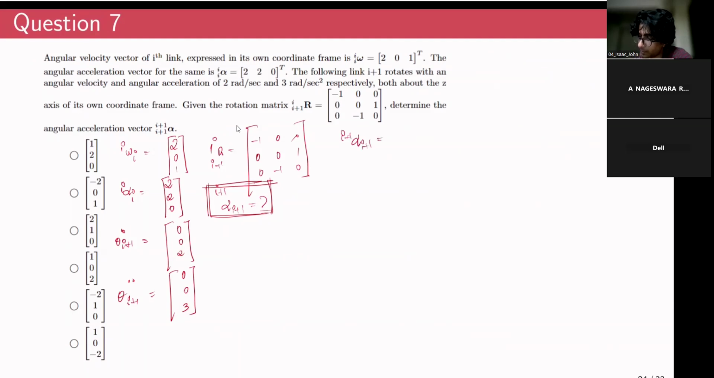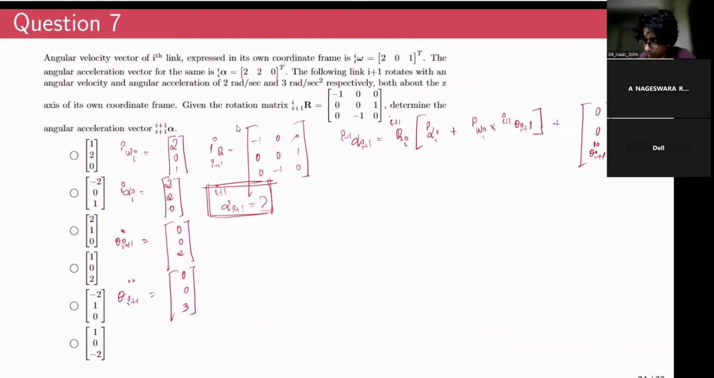This is obtained as I alpha I plus I omega I cross producted with I plus 1 theta I plus 1 dot, and we pre-multiply, or we bring all of these into the I plus 1 frame using this matrix I plus 1 Ri. Then we add the final relative acceleration 0, 0, theta I plus 1 double dot.